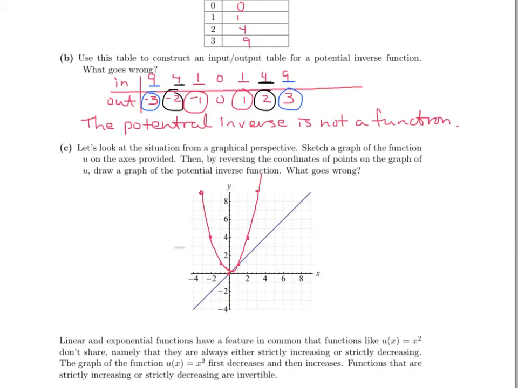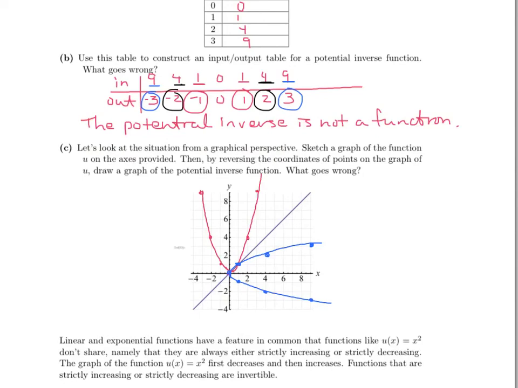Similarly, I can draw a picture of the proposed inverse. If I substitute 9 into the potential inverse, I get a -3. If I substitute 4 in, I get a -2. If I substitute 1 in, I get a -1. If I substitute 0 in, I get a 0. If I substitute 1 in, I can get a 1. If I substitute 4 in, I can get a 2. And if I substitute 9 in, I can get a 3. And if I draw this curve, it looks like this. And so you can see what's going wrong here.